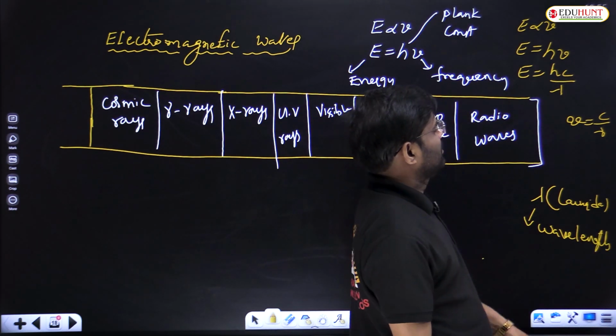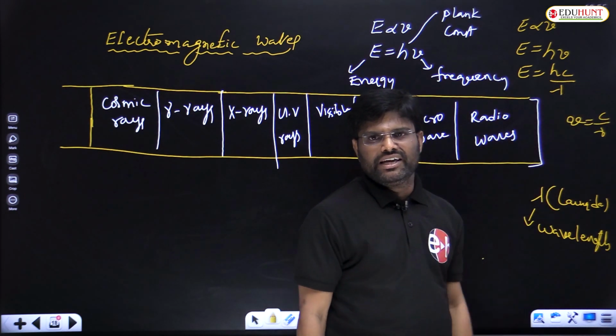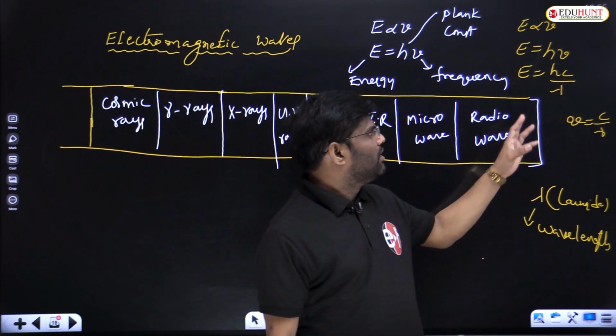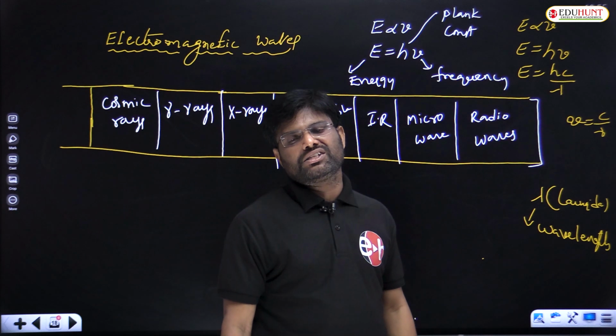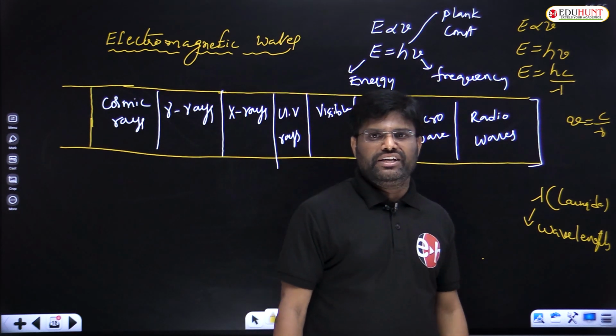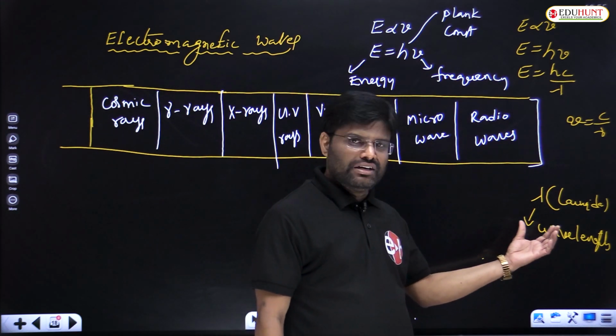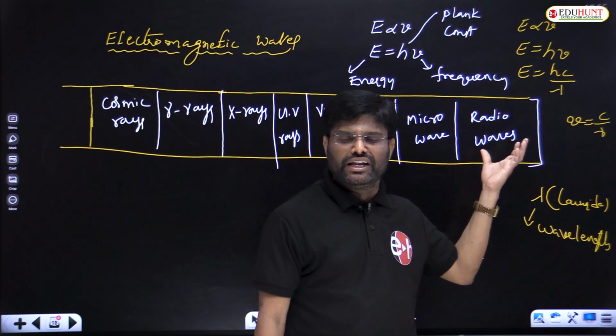Lambda is the wavelength. C is the velocity of light. H is the Planck constant. E is the energy. Nu is the frequency. We'll discuss the definitions of wavelength, frequency, and energy later.